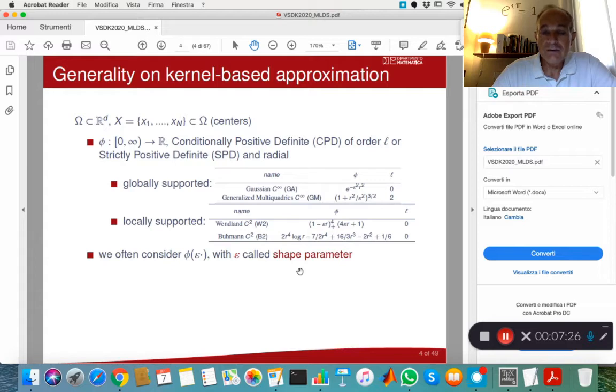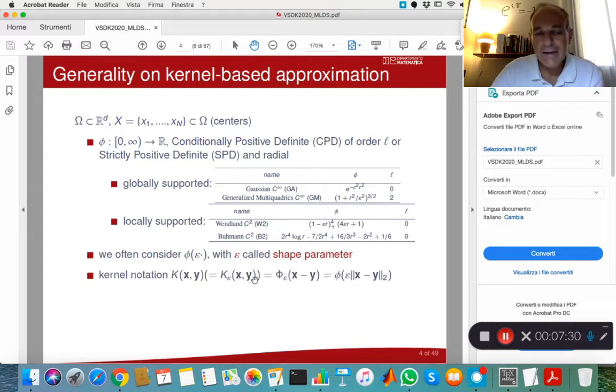And then the shape parameter has a very important role. We can also read this way of writing the radial basis that you see now from right to left. We can use the following. So the function is radial because the norm 2 depends on this shape parameter.